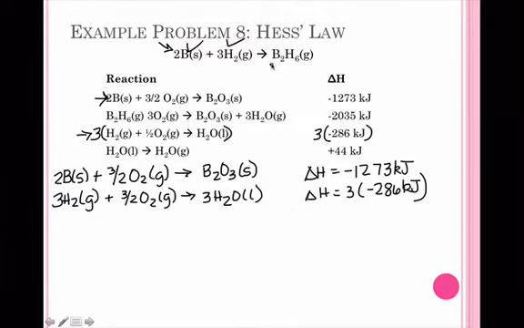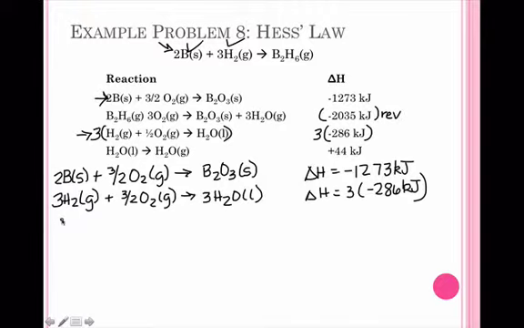The last thing I need is B2H6 gaseous, and that is right here. I need 1 of them, so the quantity is correct, but it's on the wrong side of the reaction. It needs to be a product. So I'm going to flip this reaction around, which means I need to reverse the sign on my delta H.